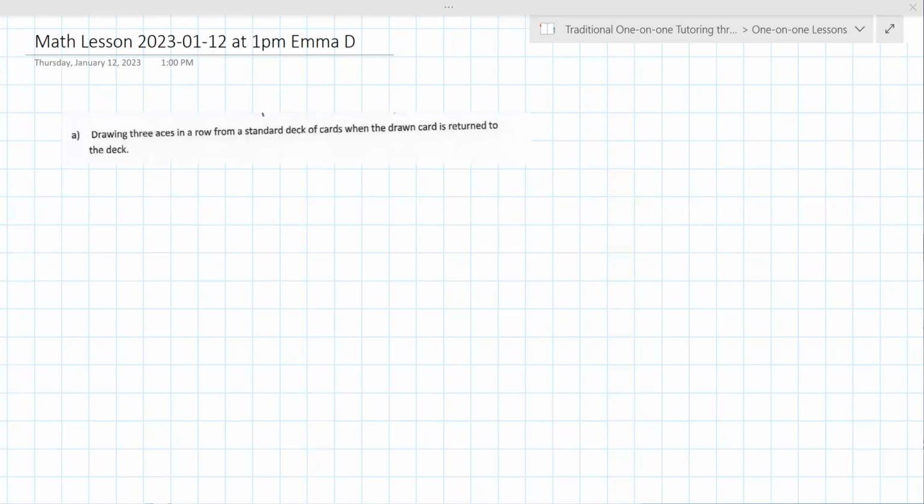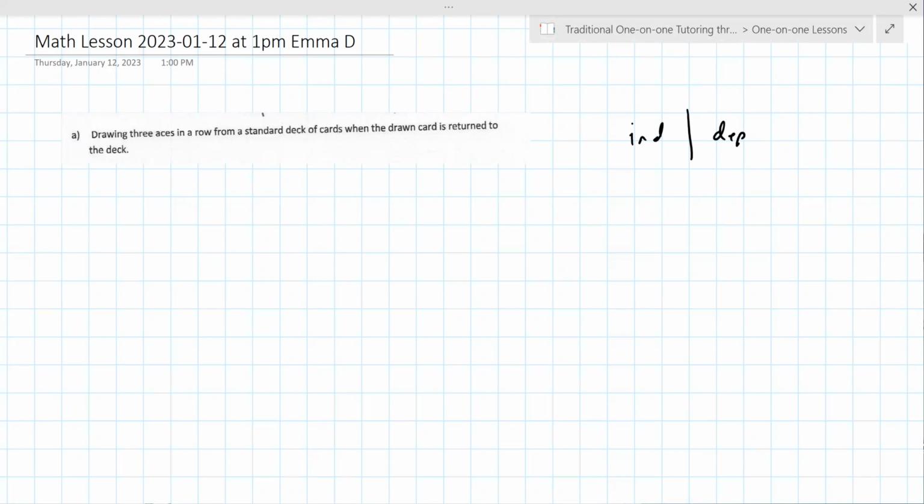So it says, drawing 3 aces in a row from a standard deck of cards when the drawn card is returned to the deck. Okay, and you're just trying to decide whether it is independent or dependent, is that right? And I have to do the probability of drawing the 3 aces. Yeah, but for part A, it's just independent or dependent.